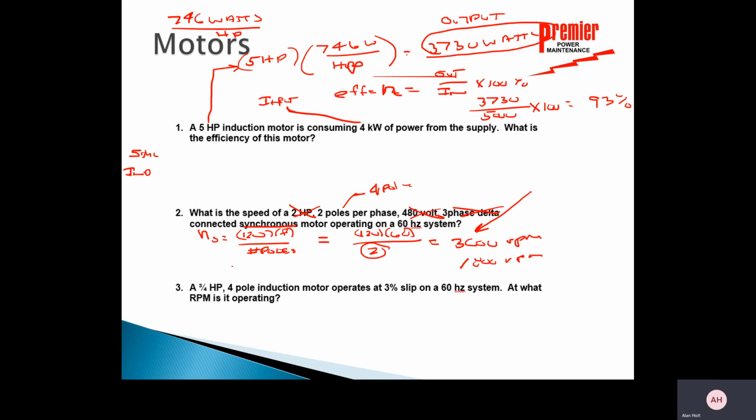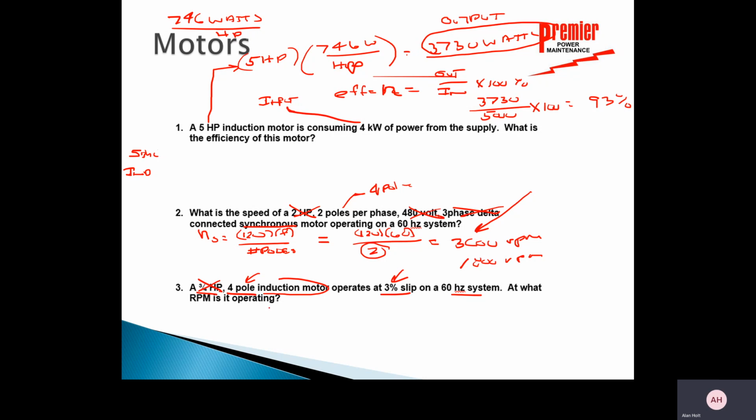Okay, question number 3. A 3-horsepower, 4-pole induction motor operates at 3% slip on a 60 hertz system. Again, horsepower has nothing to do with it. But what does have to do with it, I have a 4-pole machine. It tells me I've got some slip. So it cannot operate at synchronous speed because it's an induction motor. So that's going to be important for us to take into account.